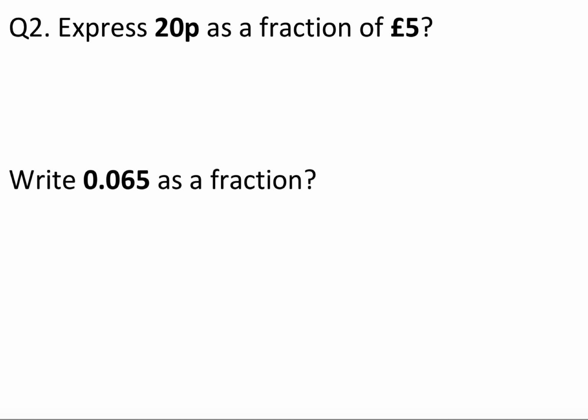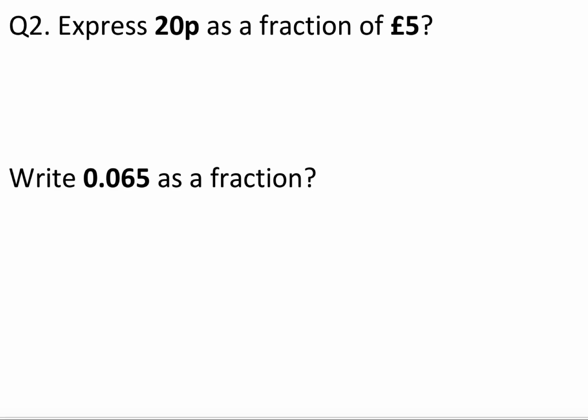It's the old one of these money questions, isn't it? We're looking at money. So question 2, we need to express 20p as a fraction of £5. Now, fractions have a denominator and a numerator, the denominator being the bottom and the numerator the top. The top just represents a part of what the whole is, the bottom. So we put 20 on top, because that's the top.